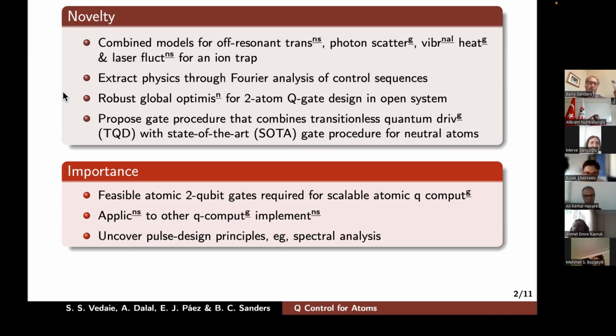And then we uncover pulse design principles, e.g. by spectral analysis. And this is important because when we get our solutions, we then extract the physics, and then we're able to figure out from a physics point of view how to do things. And getting the physics intuition helps us a lot in reconciling theory with experiment.